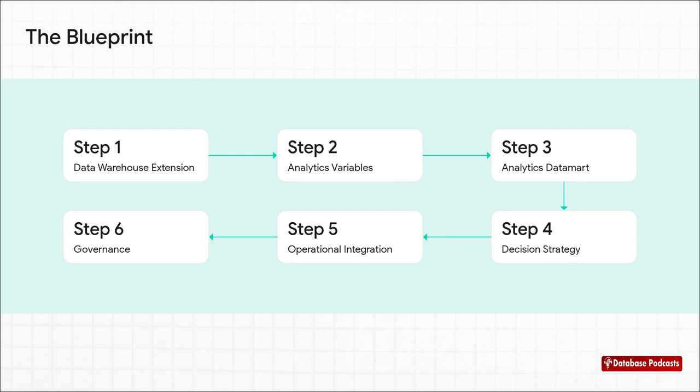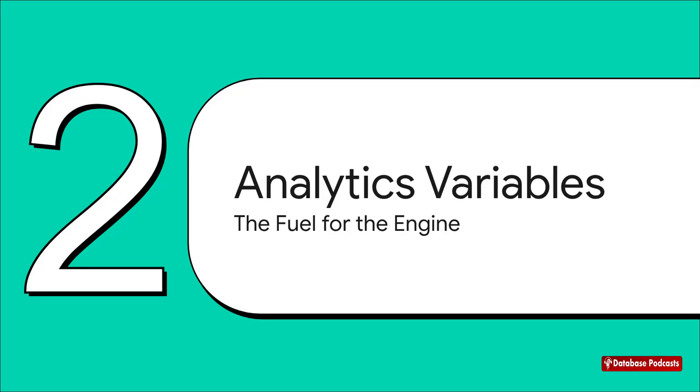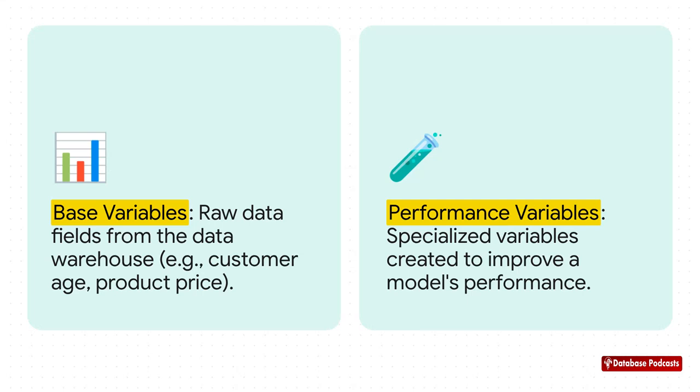So let's dive in. All right, first things first, we're actually going to tackle the first 2 components together. Component 1 is extending the data warehouse. Think of this as getting your raw data foundation ready, because once that's solid, we can move on to component 2, creating the real fuel for our analytics engine, the analytics variables themselves. And this really gets to the heart of what extending the warehouse means.